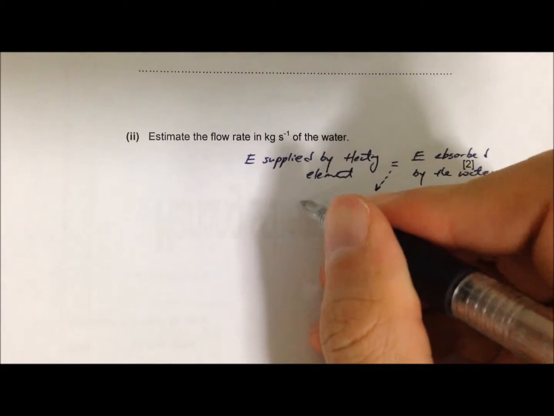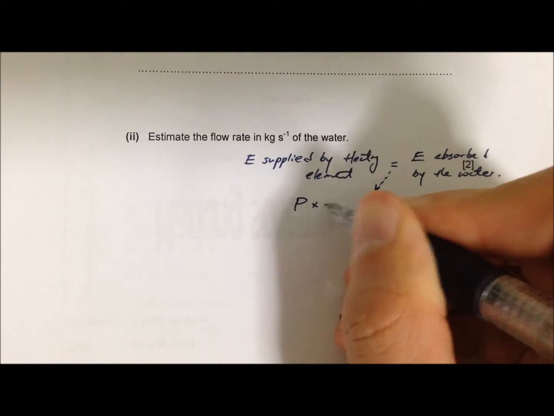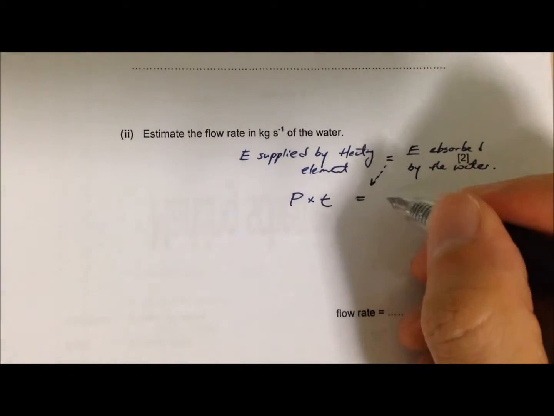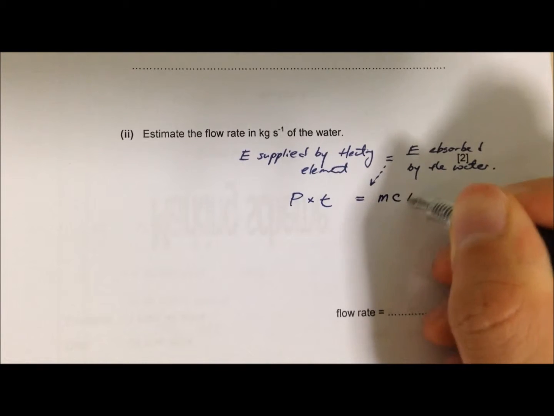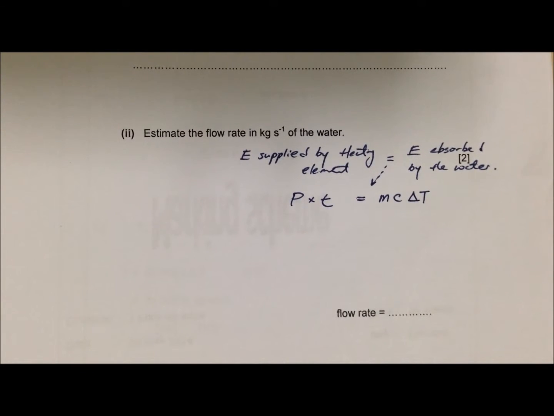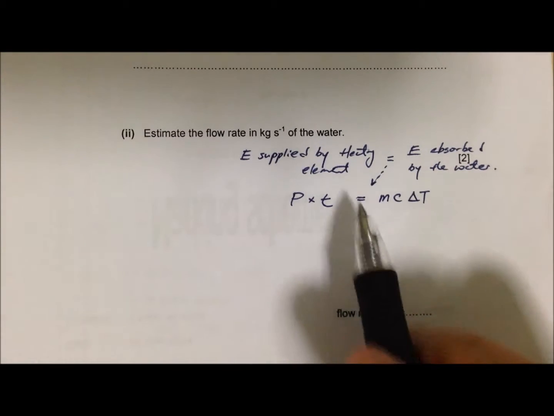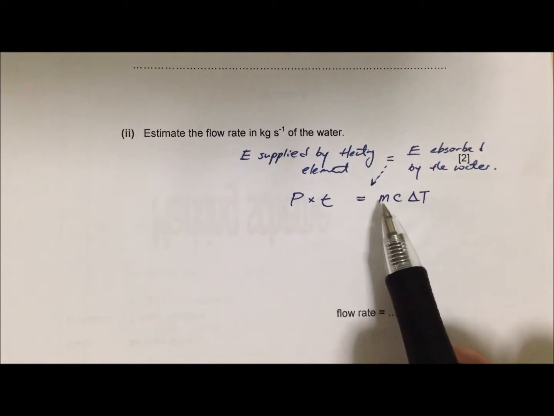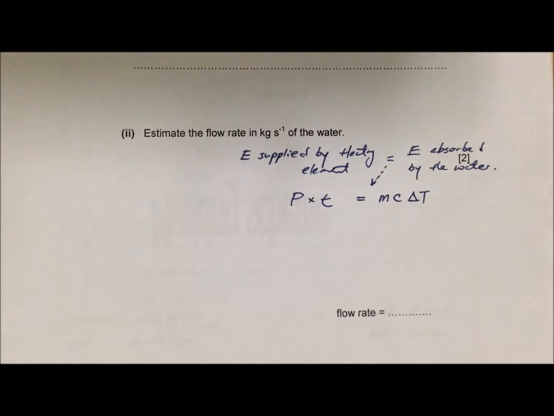So this one will become power multiplied by the time, right? And down here you will get your mcΔθ, the energy absorbed by the water. Now then you ask yourself, but teacher, I won't have this kilogram per second. This is just kilogram. Now don't worry, okay? Let's find out how to get this.